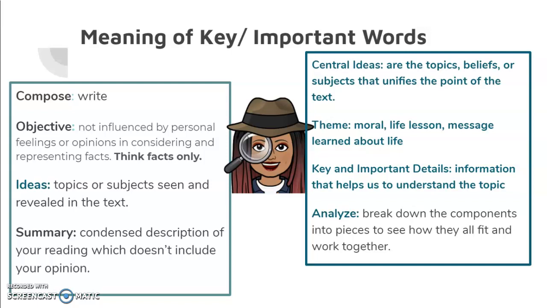When we're talking about central ideas, we're talking about the topics, the beliefs, and or subjects that unify. Unify means bring together the point of the text. Theme, we're talking about moral life lessons and of course the message. And all of these things are supported by key information that gives us deeper insight and meaning. And of course, analyze means to break down the components of the text into pieces so that we can see how they fit together and how they work together.